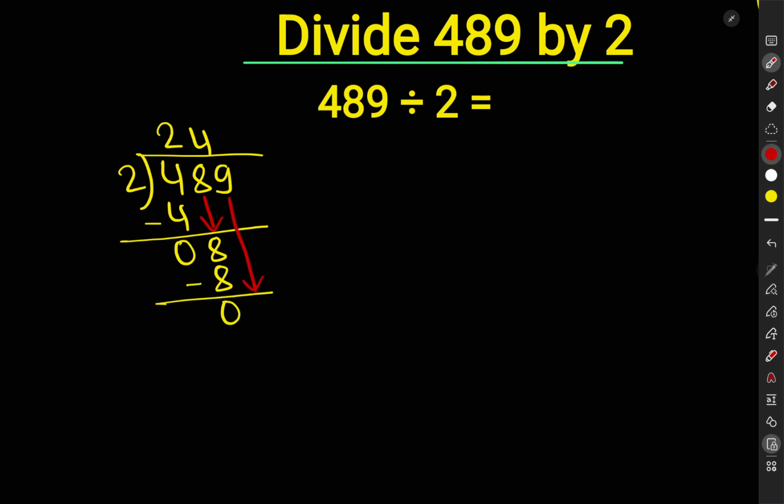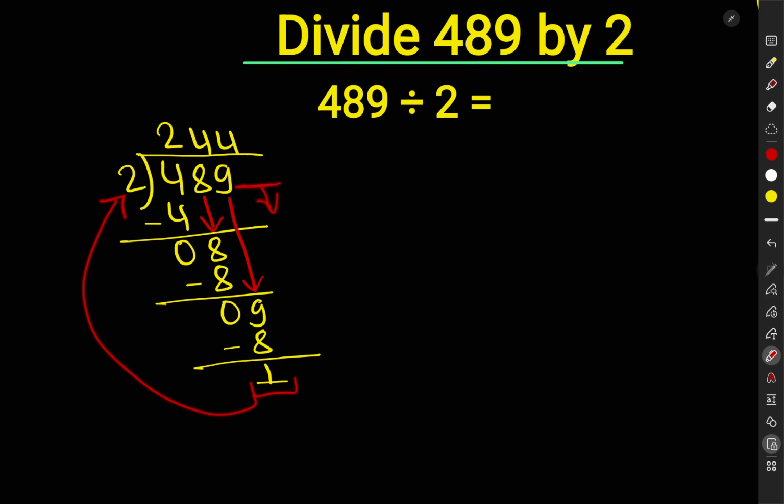So again we put down this 9, and 2 times 4 is 8. On subtracting, it is 1. So now this 1 is less than 2 and there are no other numbers to put down. So we put a decimal here so that we take 0.